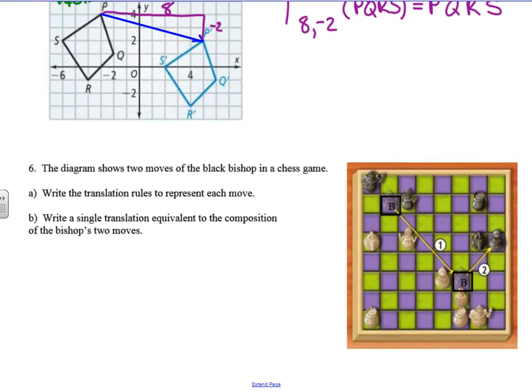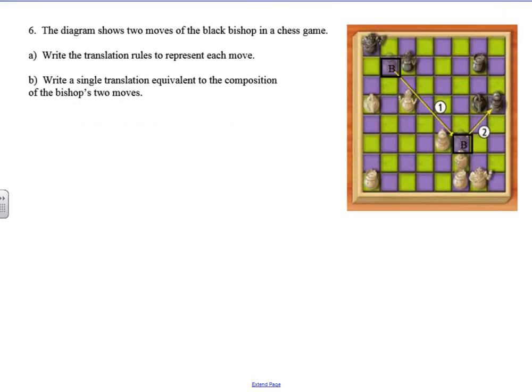The last one here is the diagram shows two moves of the black bishop in the chess game. For the first move, you can see he's going from here down to here, and then for the second move he's going up from here to here. So write the translation rule for each move. Let's call this, so for A, let's go with move 1.